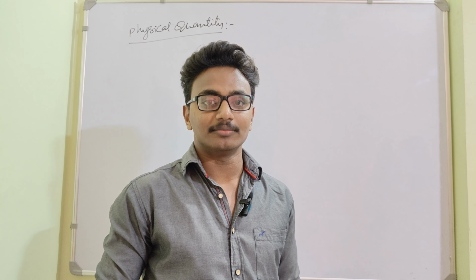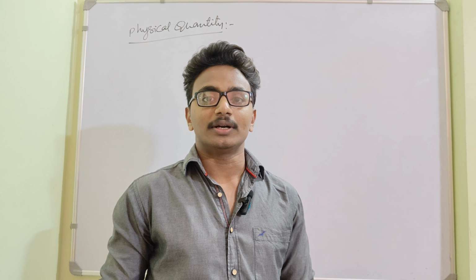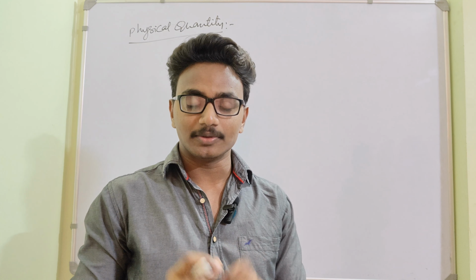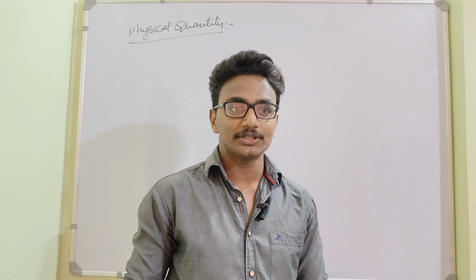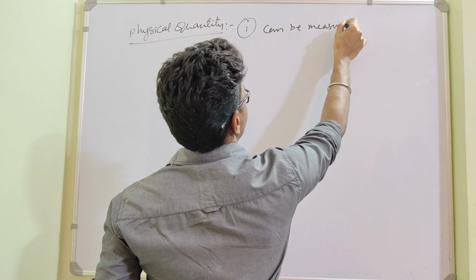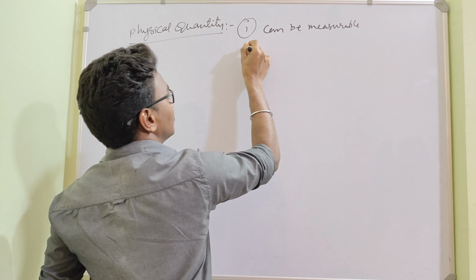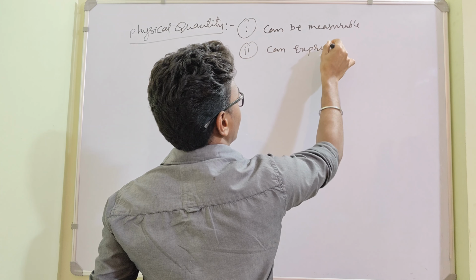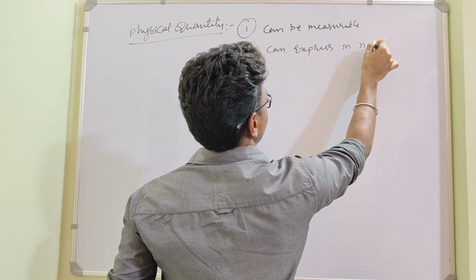Let's start our video by defining a physical quantity. What is a physical quantity? A physical quantity is anything which can be measurable and which we can express in terms of numbers.